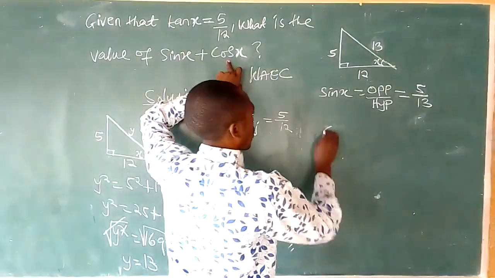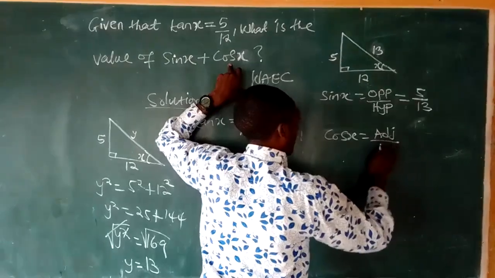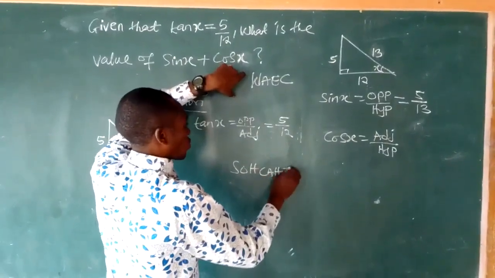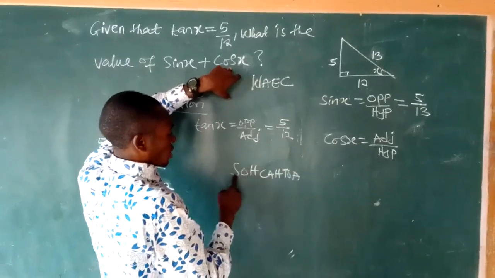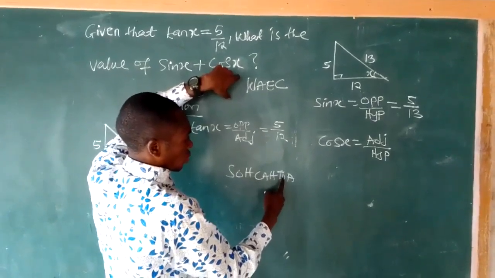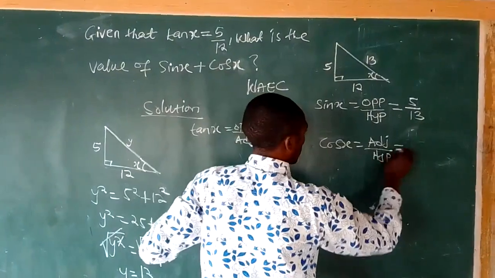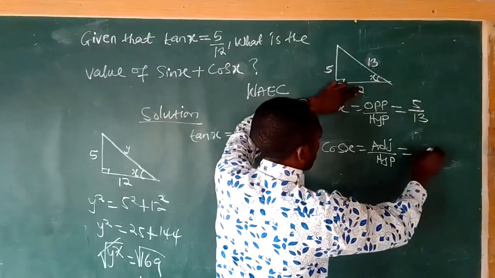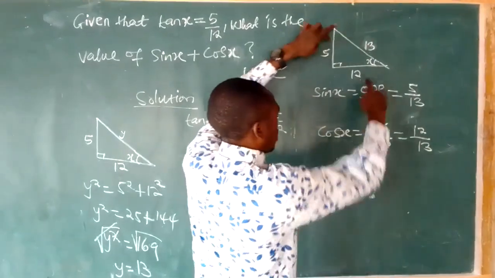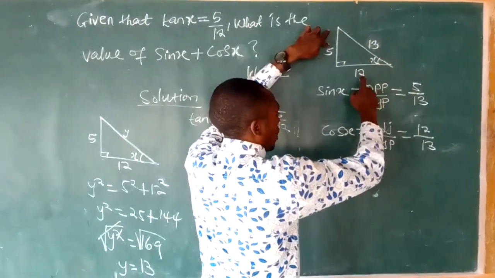Then the next thing is to also get cos x. Cos x is the same thing as adjacent over hypotenuse. In case you forget this, you can use SOHCAHTOA. S is for sine, opposite over hypotenuse; cosine, adjacent over hypotenuse; T, tangent, opposite over adjacent. So for cosine, adjacent over hypotenuse, our adjacent here is 12 and the hypotenuse is 13. Where the angle is facing is the opposite. Of course the longer side is the hypotenuse, and therefore this side becomes our adjacent.